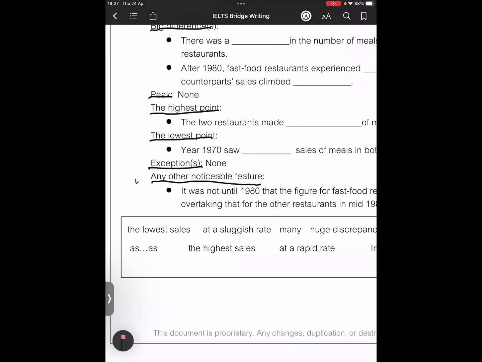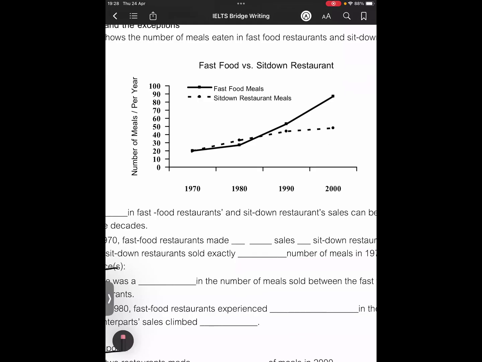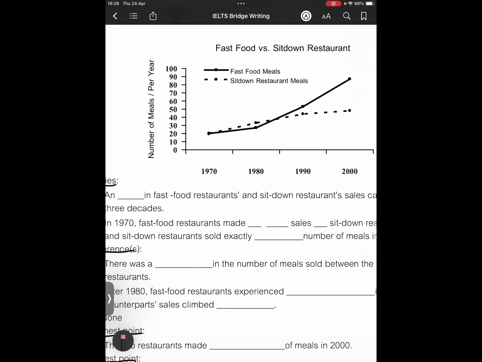Last one is any other noticeable features. So any other noticeable feature, this is up to you. Whatever you think is worth mentioning can go into this section of key features.